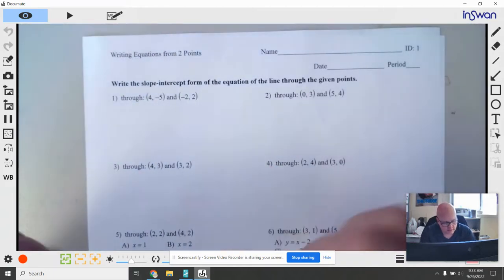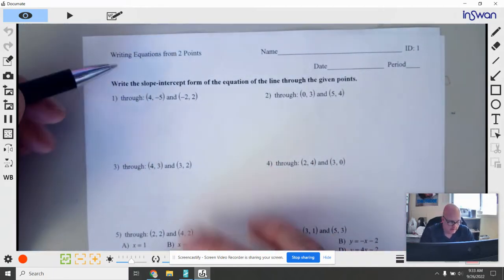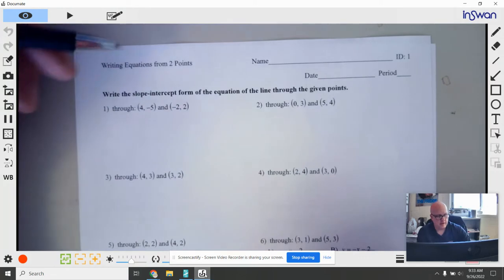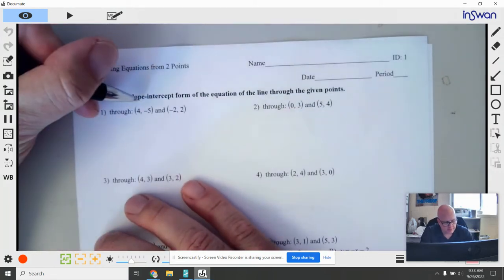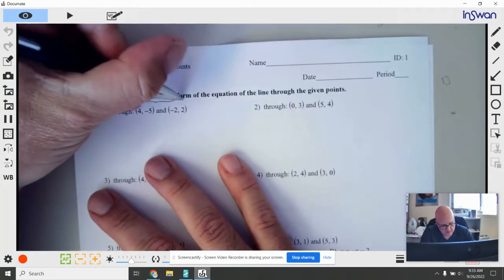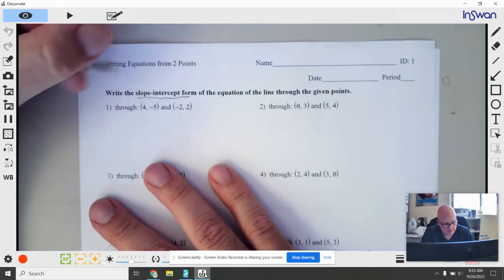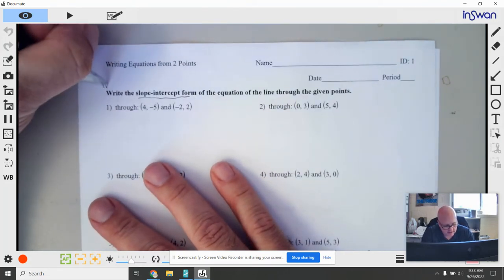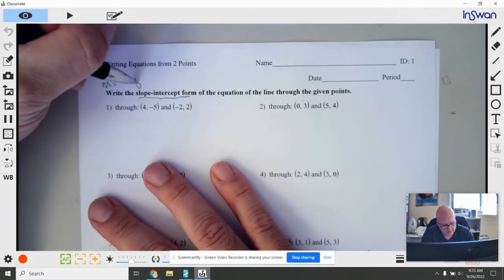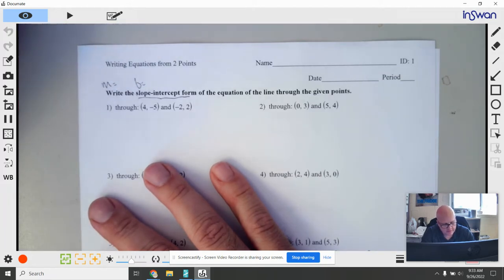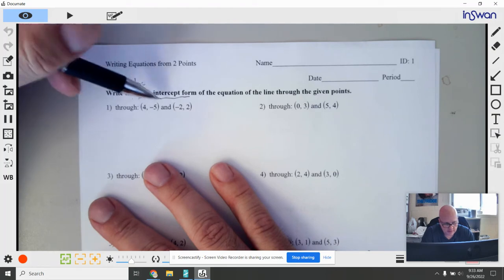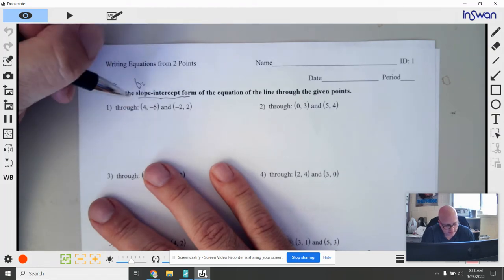Okay, we need this sheet that says writing equations from 2 points. So today we're going to learn how to write equations in slope-intercept form using 2 points. Previously, we've learned how to do that when we were given the m, the slope, as well as the b, the y-intercept. But today we don't have that. Today we just have 2 points.